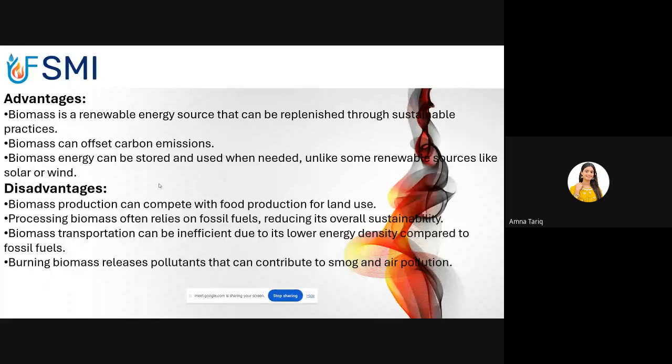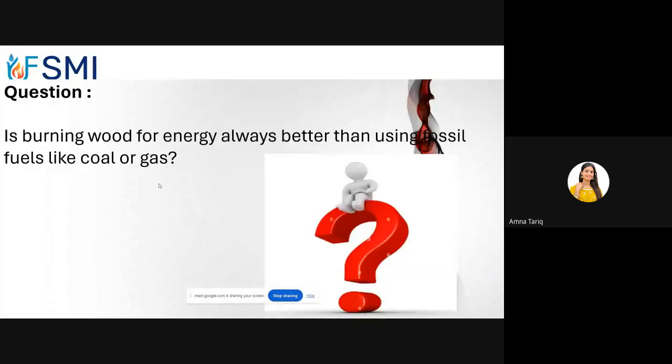Biomass production can compete with food production for land use. Another disadvantage is that processing biomass often relies on fossil fuel, reducing its overall sustainability. Biomass transportation can be inefficient due to its lower energy density compared to fossil fuels.